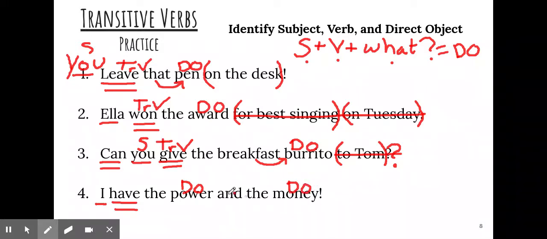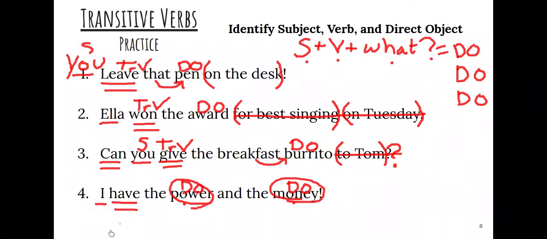So notice there are two direct objects here. We've discovered something that's important for us as we move forward in doing this. We've discovered that you can have a compound direct object. So if more than one noun or pronoun answers our subject plus verb plus what question, that means that we can have more than one direct object. So subject plus verb plus what gets us a direct object.